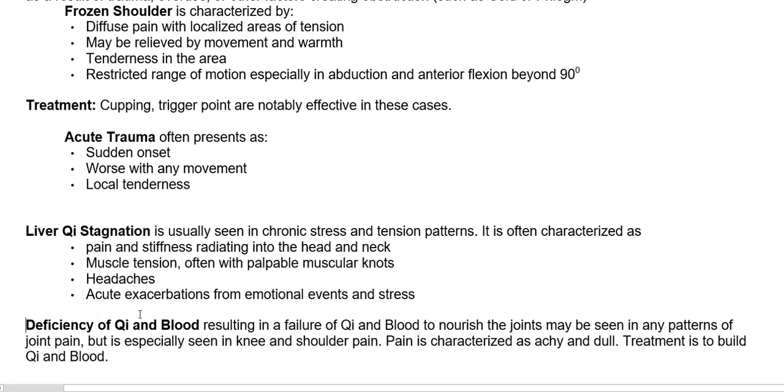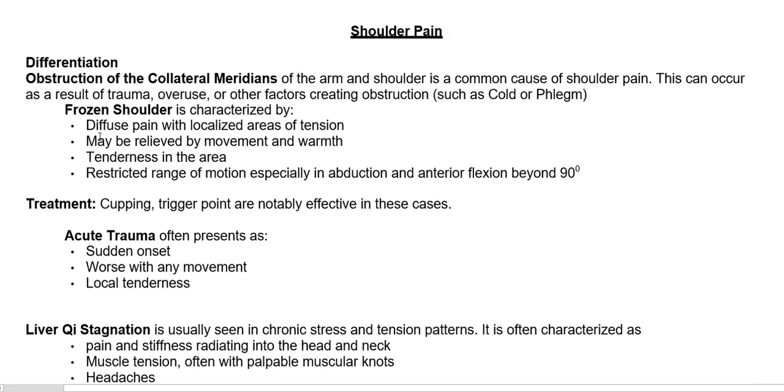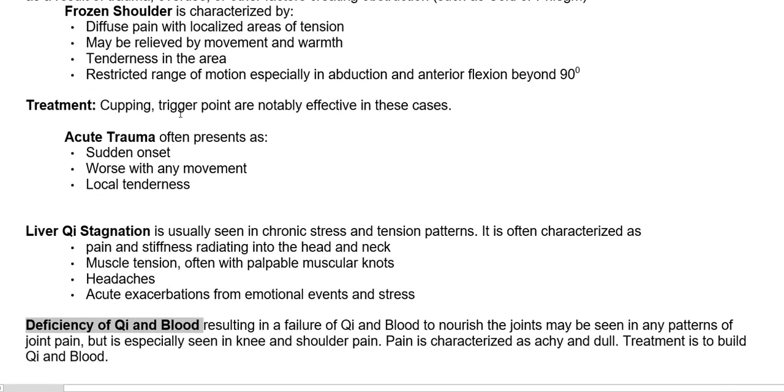Deficiency of qi and blood is very common in patterns of shoulder pain. If it's not frozen shoulder, and usually you know this by the restricted range of motion, which is pretty characteristic, most of the rest of the cases we see are deficiency of qi and blood, resulting in, we saw this in our previous videos, a failure of qi and blood to nourish the joints. We see this when, for whatever reason, people aren't getting enough proteins and fats, and maybe to some degree vitamin C, some other micronutrients, but usually it's macronutrients, proteins and fats.